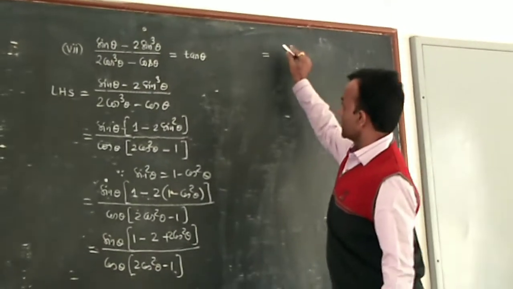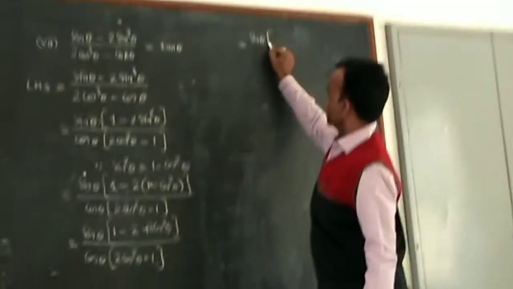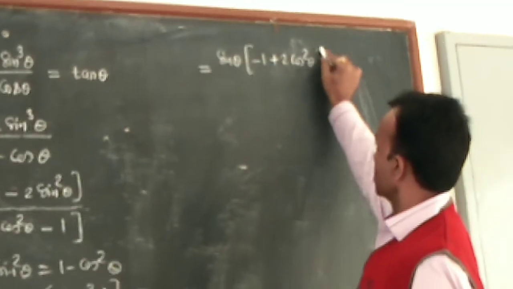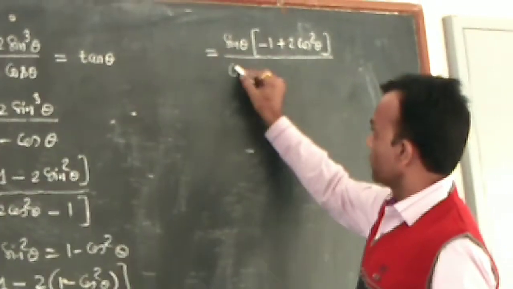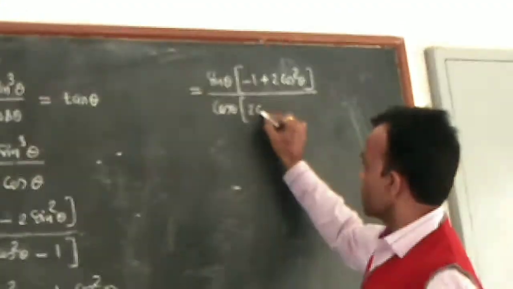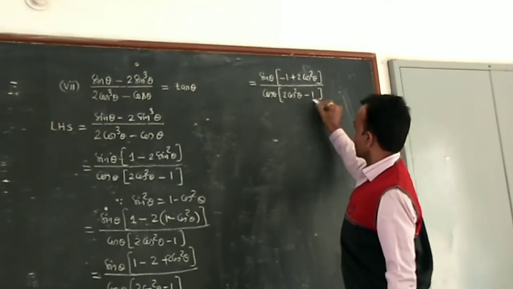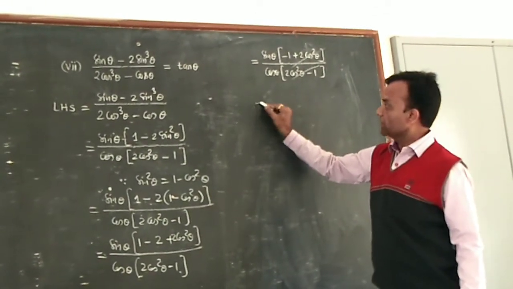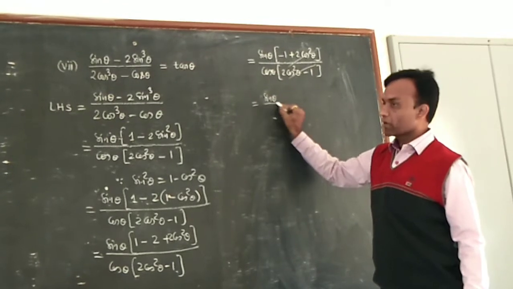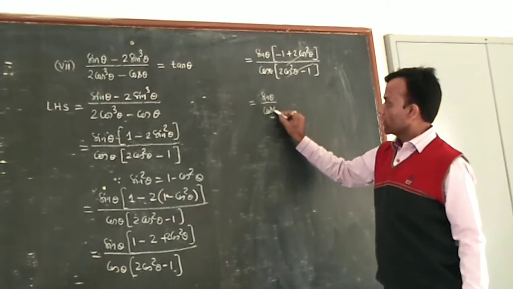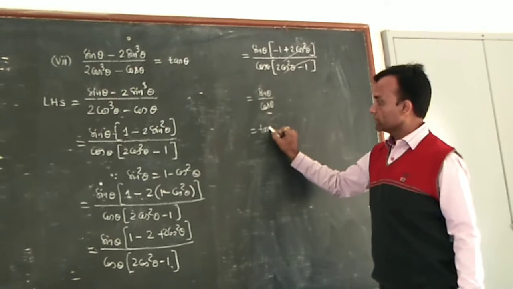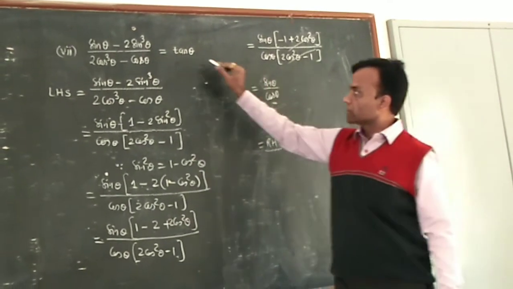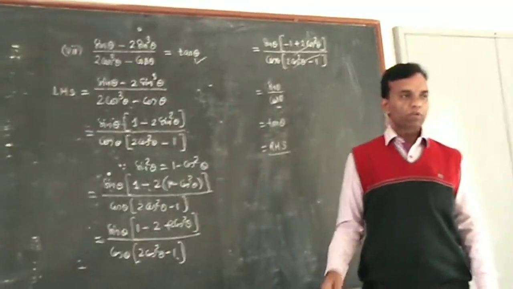So you write down here sin theta into minus 1 plus 2 cos square theta, and then the denominator you put as it is here, that is 2 cos square theta minus 1. Okay, now both brackets are the same, so these brackets cancel out. What is remaining here? Sin theta by cos theta, equal to tan theta. Okay, this is the formula of tan theta. This is your required part. This is the right hand side. You have tan theta. Okay, so you got the result.